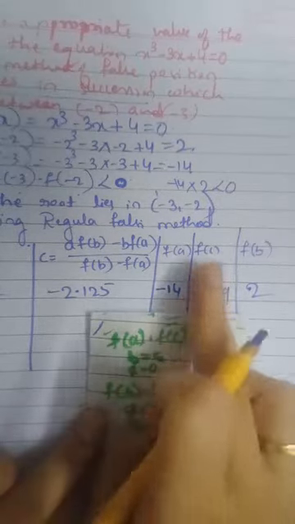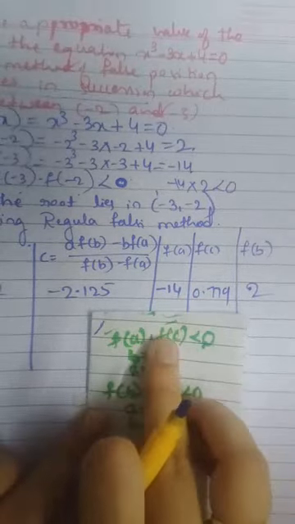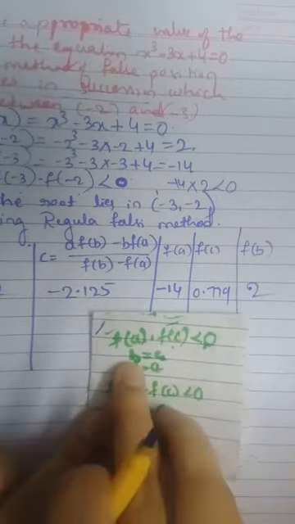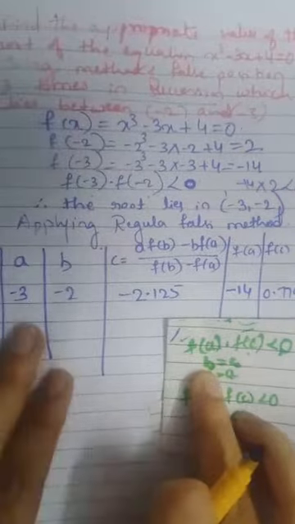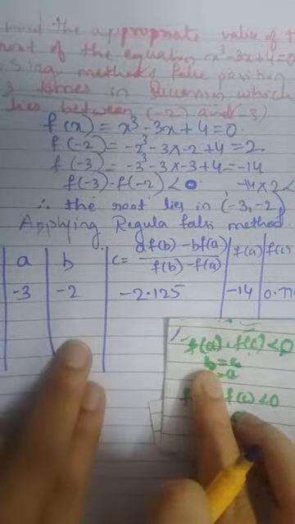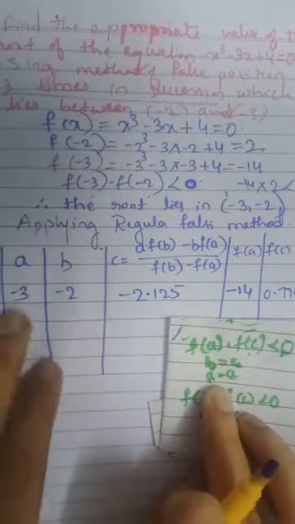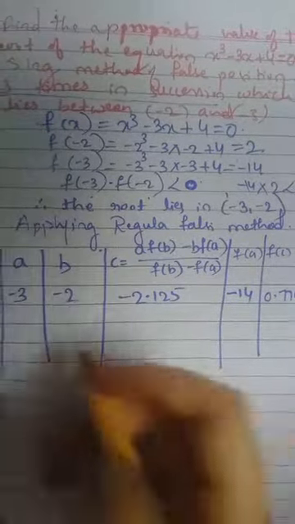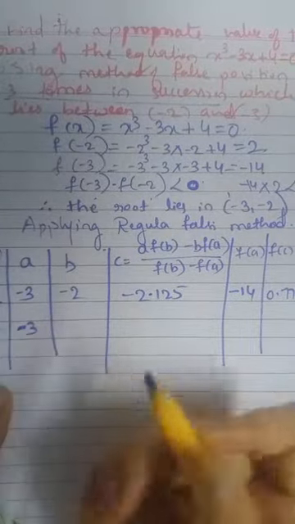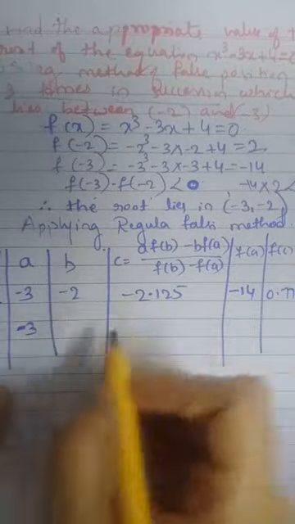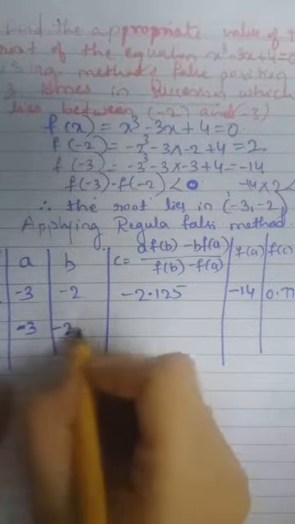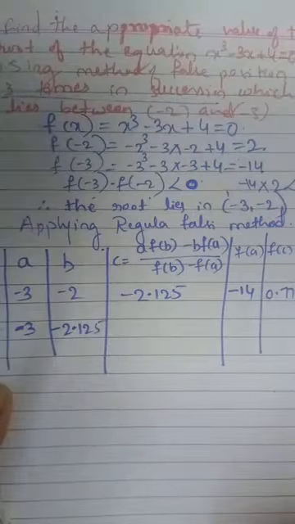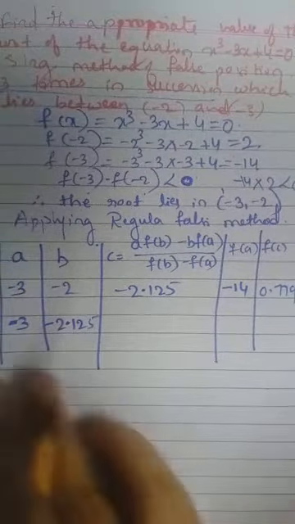Yes, this condition holds good in this case. F of A is minus, f of C is plus. So minus into plus is minus. You will get a negative value. So what we have to do, we have to change the value of B with the previous C value and keep this A as it is. I apply the same thing here. I'll keep the A as it is and I'll change the B with the C value, that is -2.125.